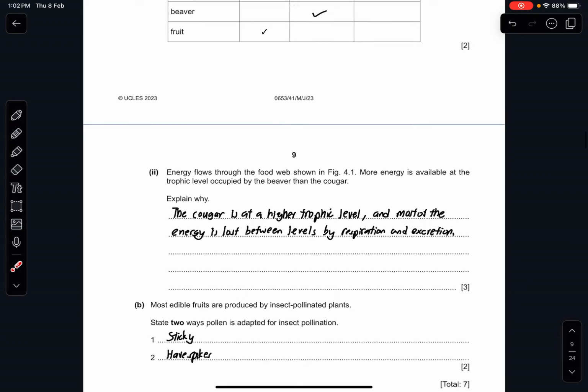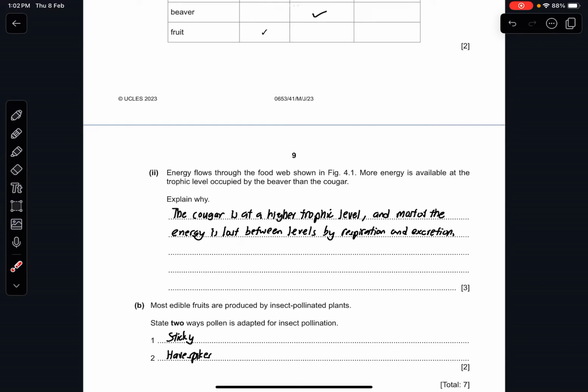Very simple. Part 2. Energy flows through the food web shown in figure 4.1. More energy is available at the trophic level occupied by the beaver than the cougar. So because the cougar is at a higher trophic level, and most of the energy is lost between the trophic levels by lots of types.